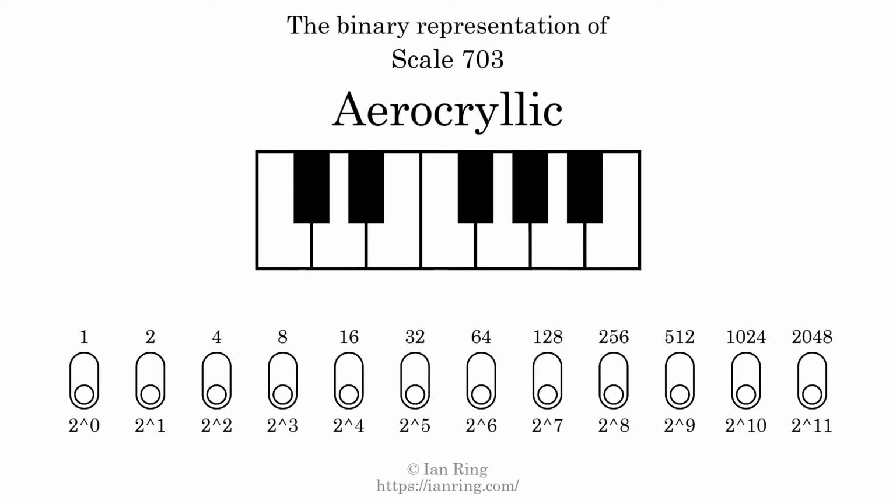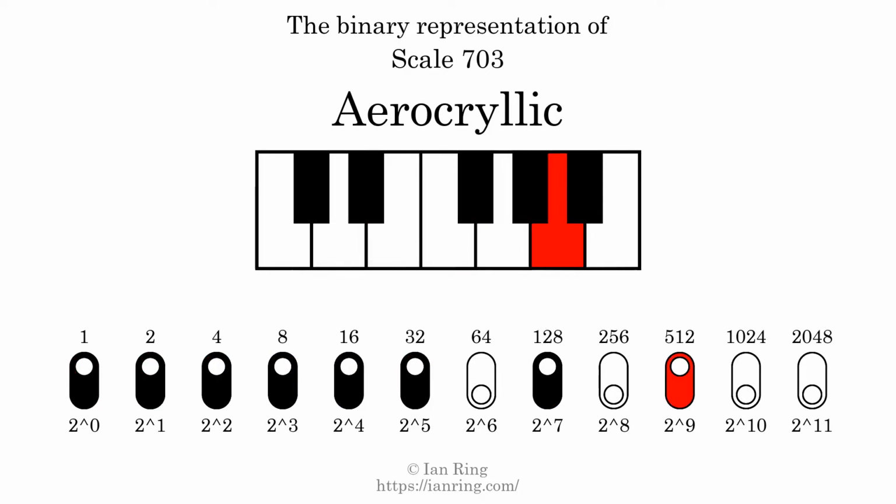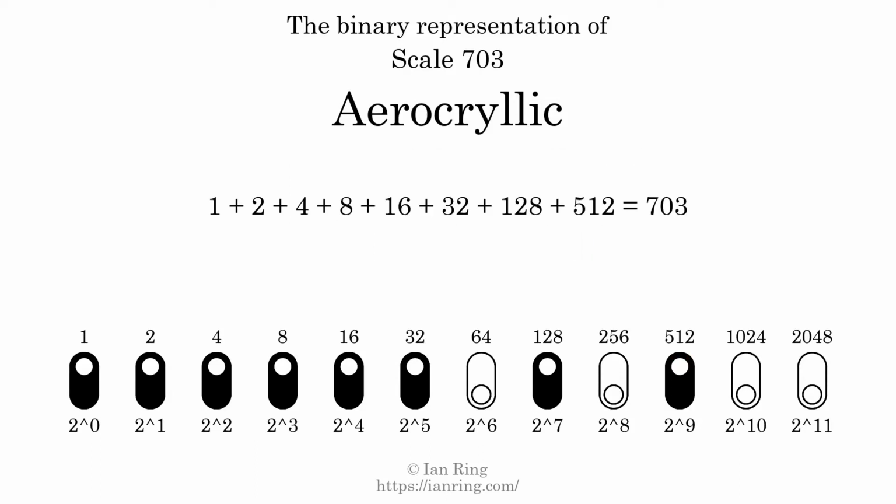The binary representation of this scale is determined by mapping tones of the scale to binary digits. Each binary digit represents a power of 2. To get the scale number, we add the powers of 2 together. The powers of 2 that are present in the scale, all added together, equals 703. That is why the scale number, in decimal, is 703.